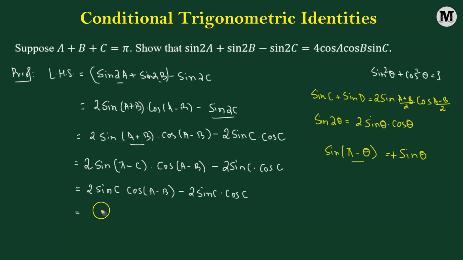So this is going to be equal to, now what we can do, we can take 2 times sine of angle C as the common factor from each of the two terms, and that takes care of the sine C on the left hand side. So we have 2 times sine of C, this is going to get multiplied to cosine of the angle A minus B minus cosine of angle C.